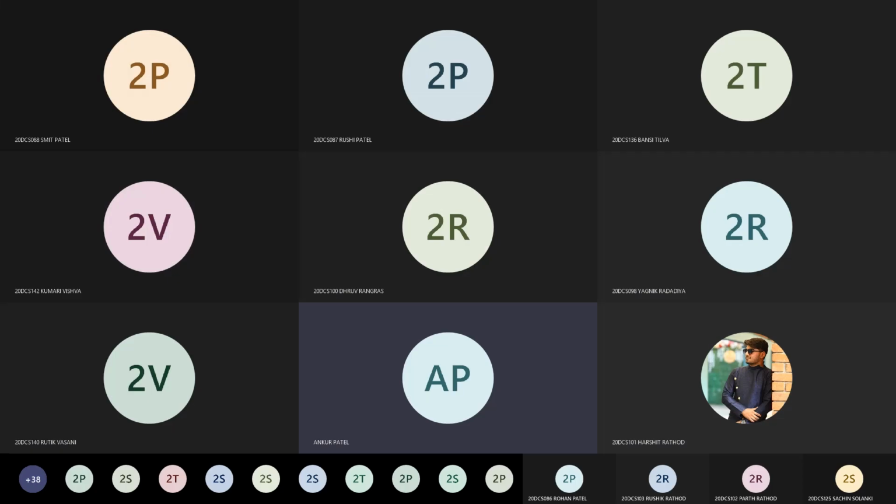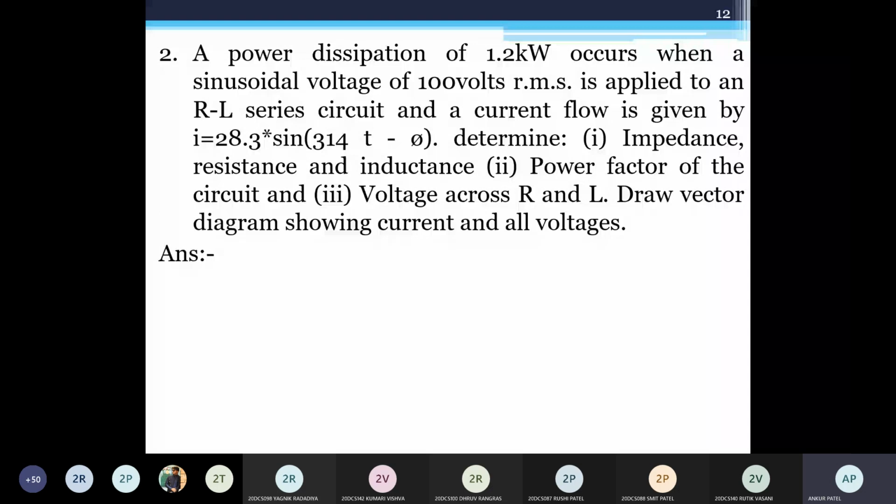So in the example, the data are given. Power dissipation is given, P equal to 1.2 kilowatt. Sinusoidal voltage V equal to 100 volt RMS value. To an RL series circuit, the current is given as 28.3 sine 314t minus 5. So this is the current equation for the RL series circuit.